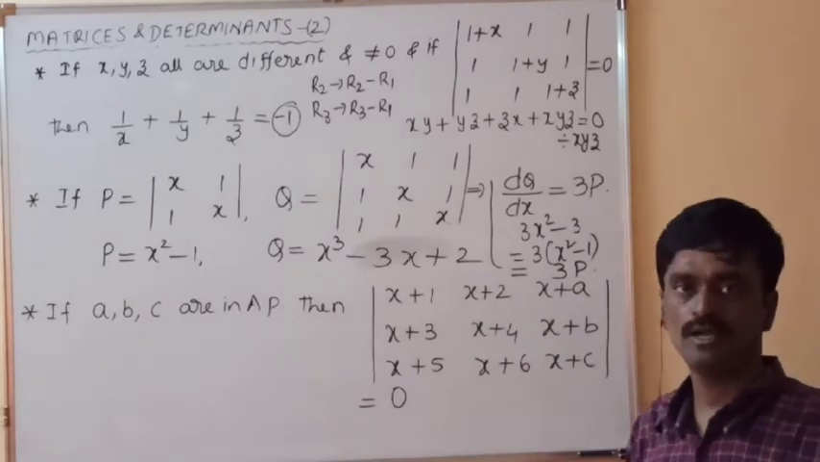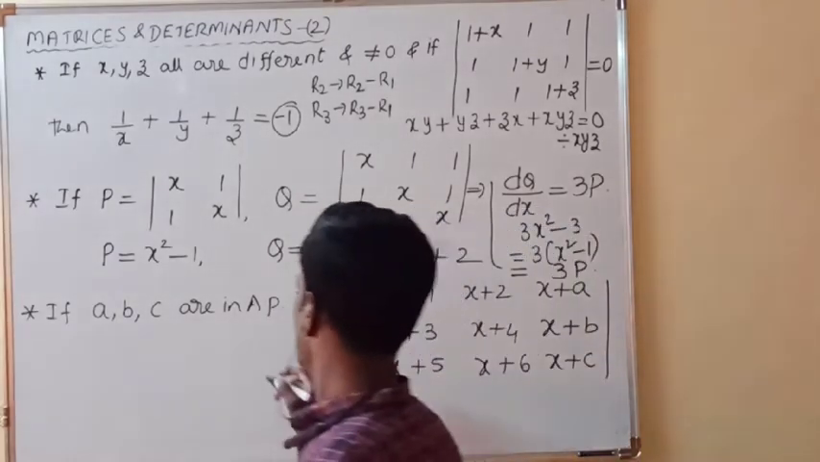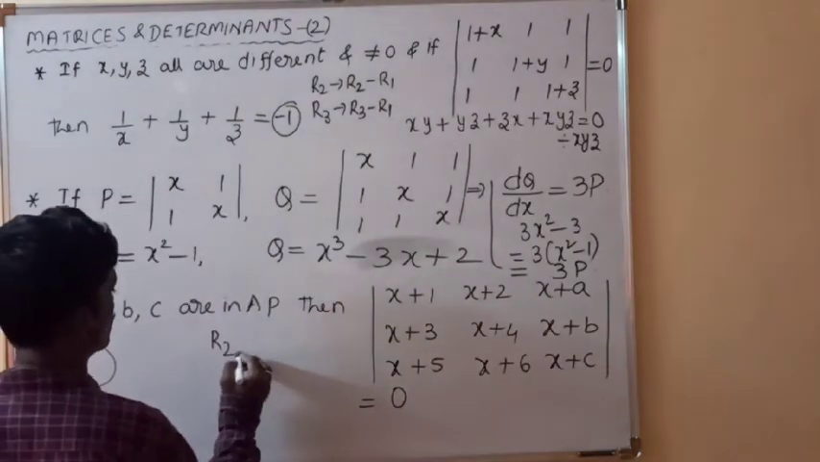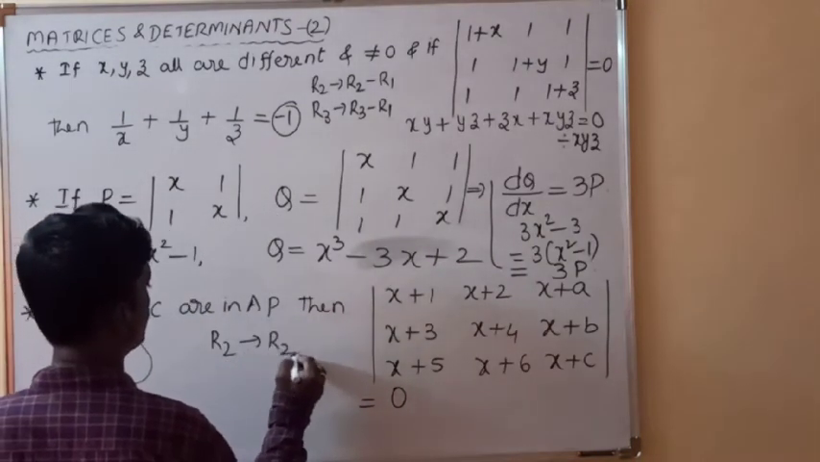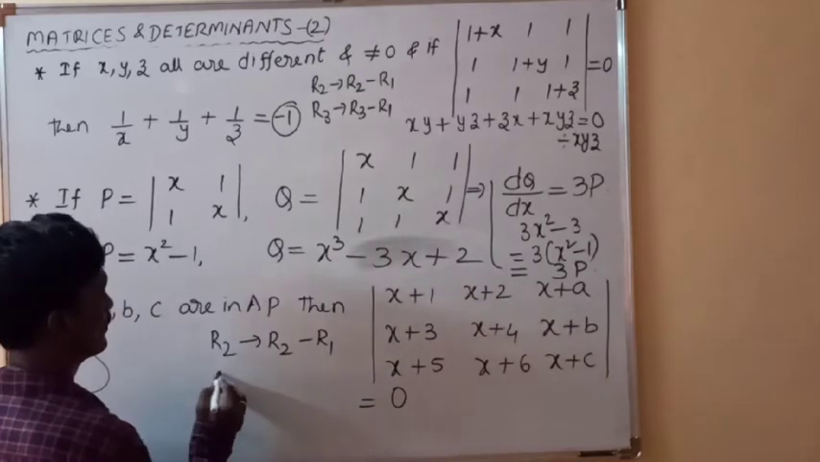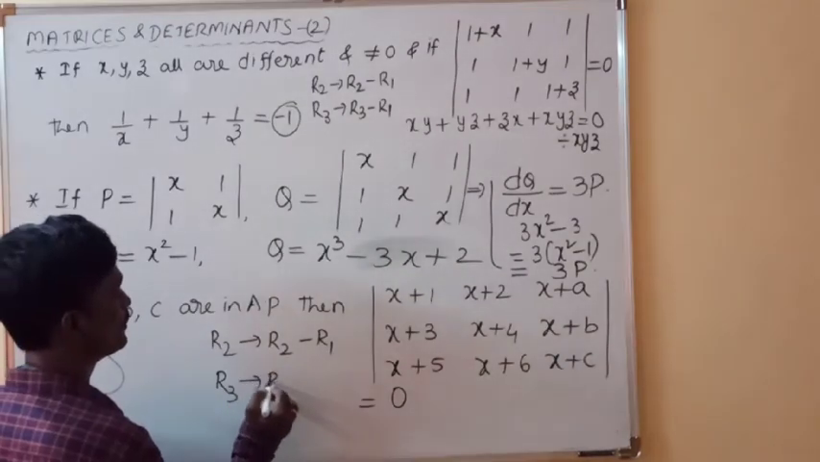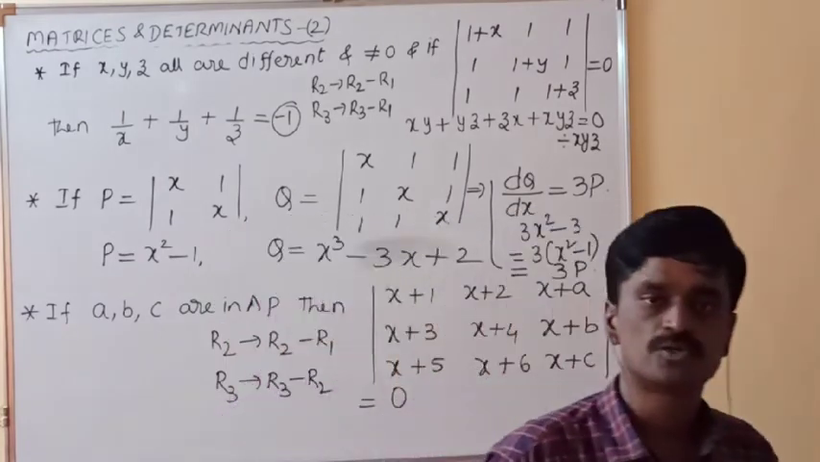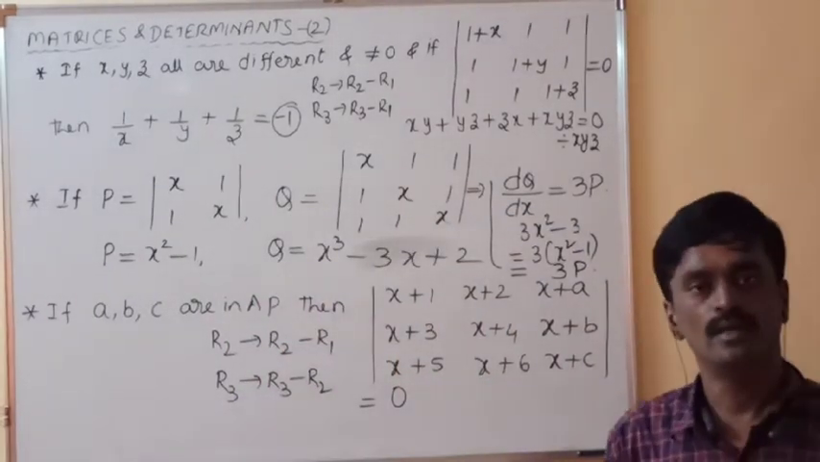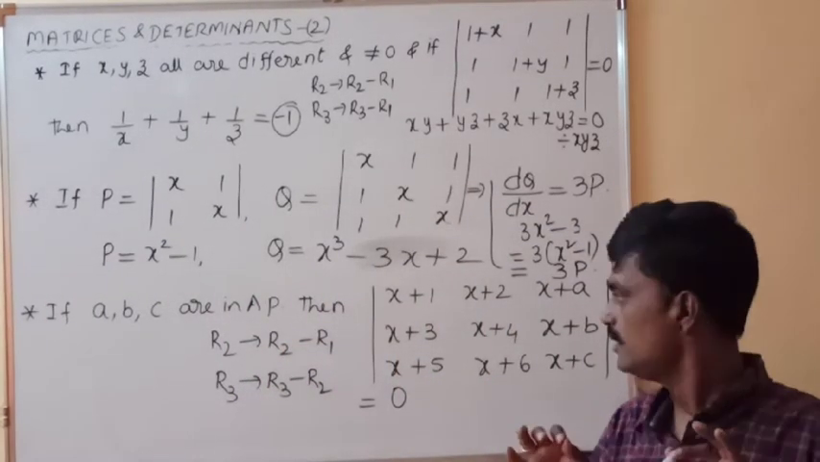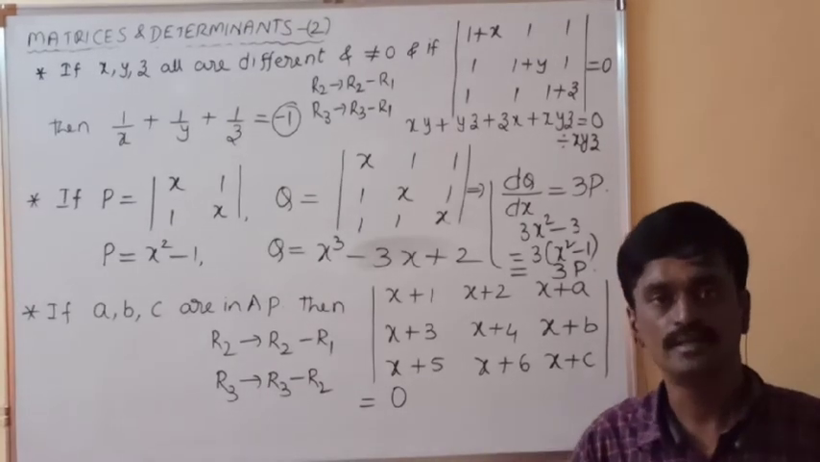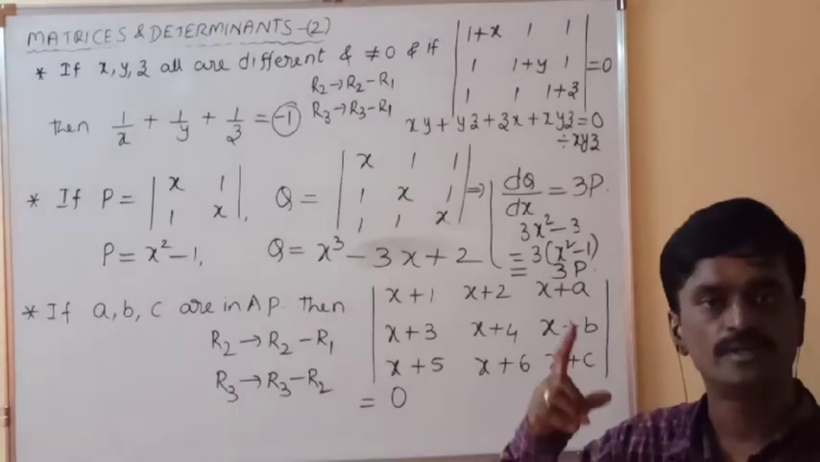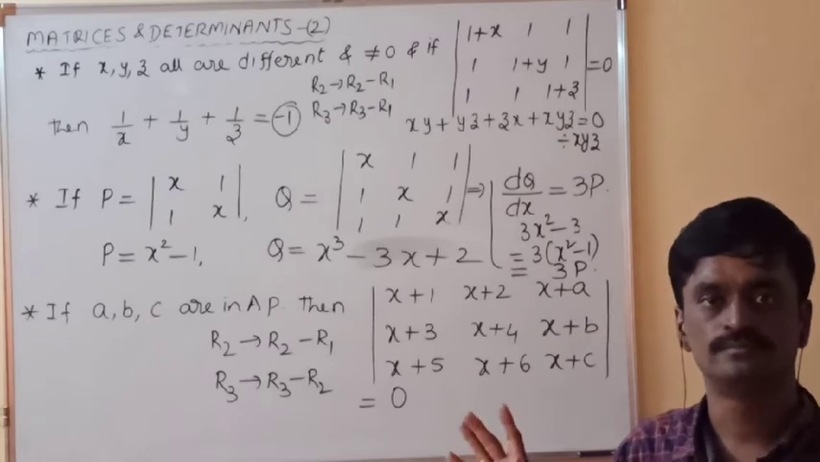How? Here the elements column-wise are in AP. To show that the value of this determinant is equal to 0, just apply these two operations: R2 goes to R2 minus R1, R3 goes to R3 minus R2. Then you will get the elements in the second row and third row identical. Then the value of the determinant becomes 0. Over.